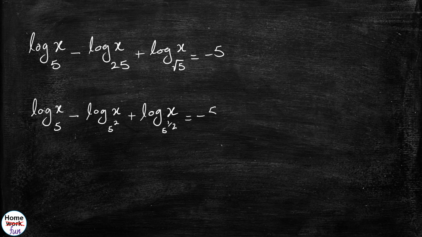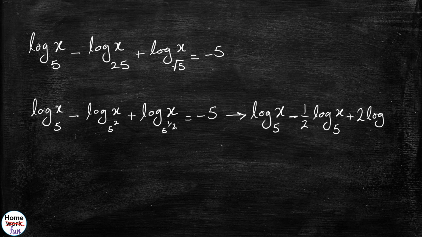equals negative 5. So we use the rule where, if the base is raised to a power, I can write it in front of the log of x with the base 5. So the second one I can write just 1 over 2 log of x with the base 5. The third one I can write 2 log of x with the base 5 equals negative 5.